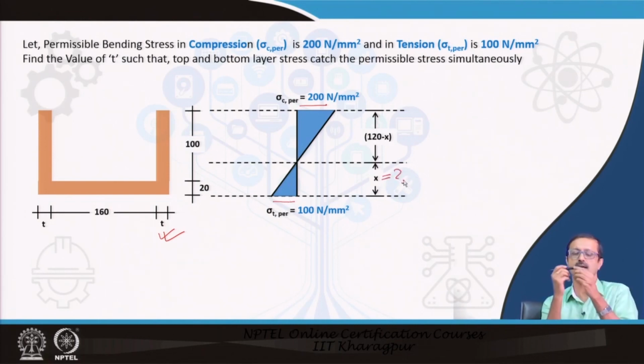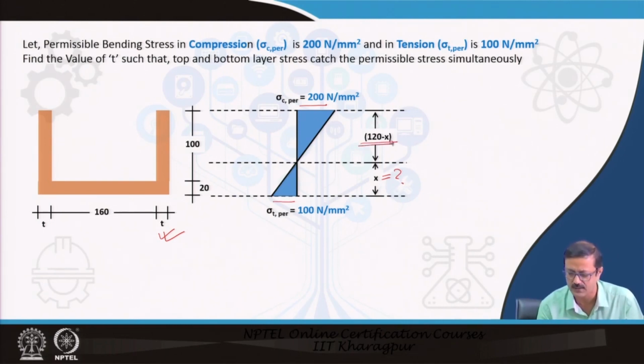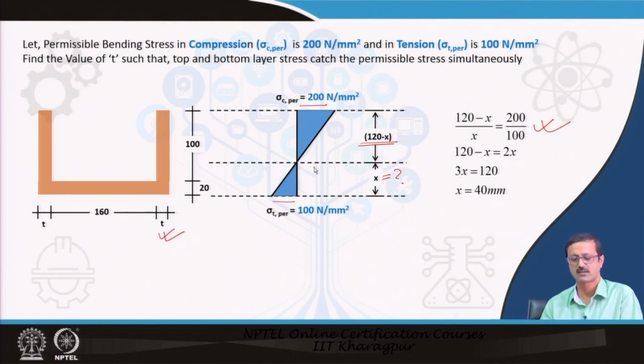So, what should be the neutral axis value such a way that the pivoting point rotates such a way it will actually catch the 150 as 200 and 100. For that I know the total depth of the section is 120. So, if it is x, this is 120 minus x. So, 120 by x, from the similar triangle I can find out. So, I can finally say that x is equal to 40.